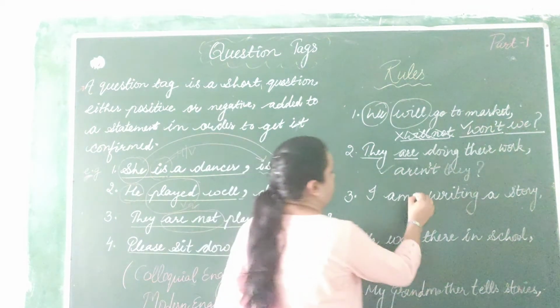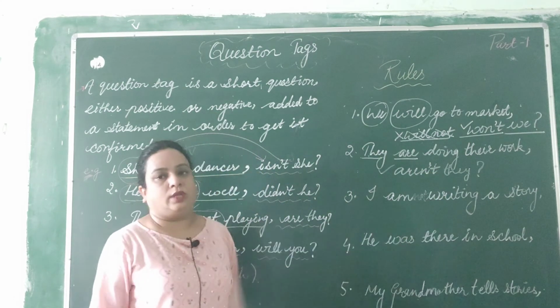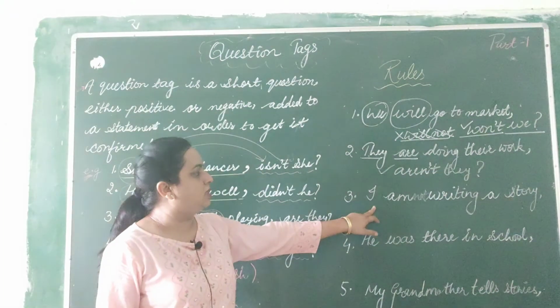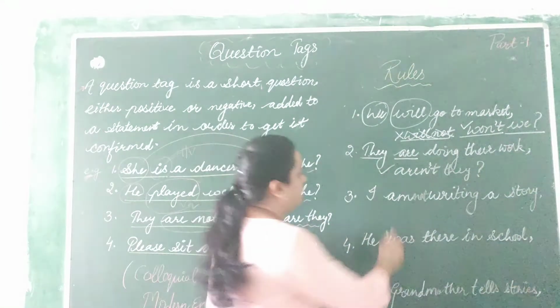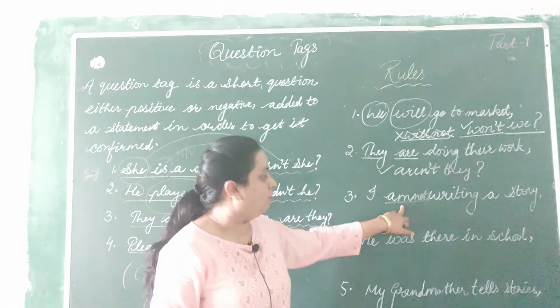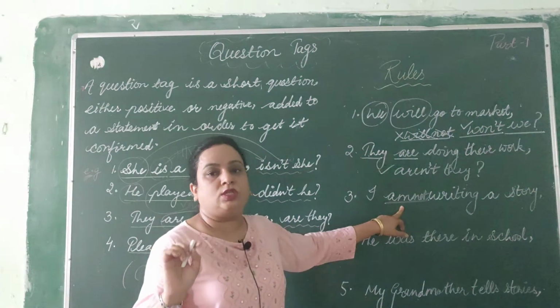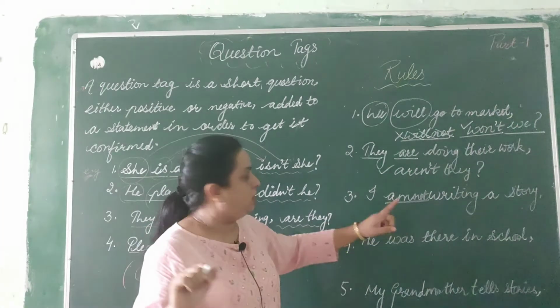Let's take the third statement: I am not writing a story. Now what is the helping verb given here? That is "am not". The statement is negative. Now what type of question tag do we have to add? Positive, meaning affirmative. So we have to take care of that.